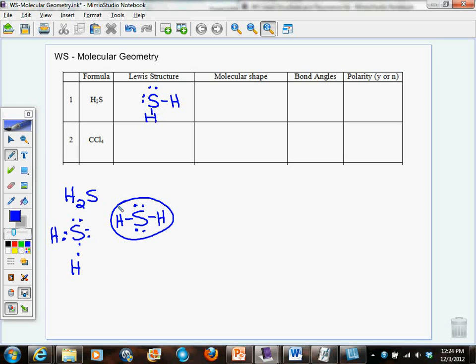So the molecular shape here, all we have to do is look to see it has 2 bonds on the sulfur, and we have 2 lone pairs. When we have this, we get what's called a bent shape. Now the bond angle for a bent shape, where we also have 2 lone pairs, is just like water. It's 104.5 degrees. That's something we discussed in class and something you're going to have to just memorize.